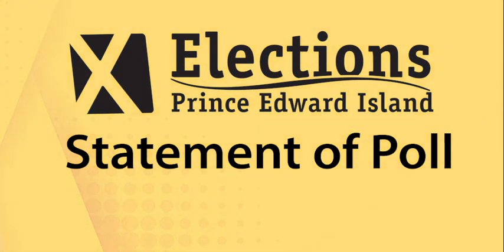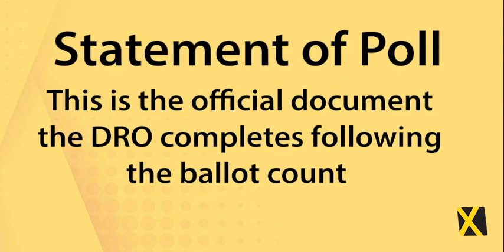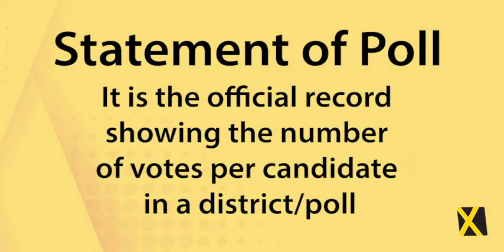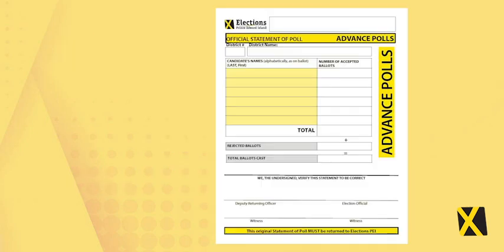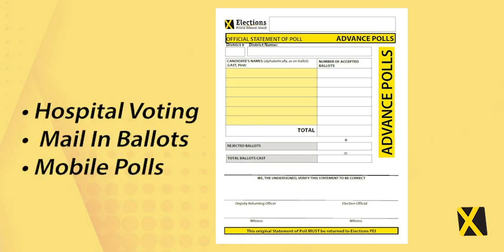The statement of poll is the official document the DRO will fill out following the counting of the ballots. It is the summary of votes cast per candidate in a district and polling division, and also reflects those ballots that were rejected during the count and do not apply to anyone's totals. The statement of poll used for the 3 advance voting days for an entire district will also include ballots cast at hospitals, as a mail-in ballot, and at licensed long-term care facilities, mobile polls.